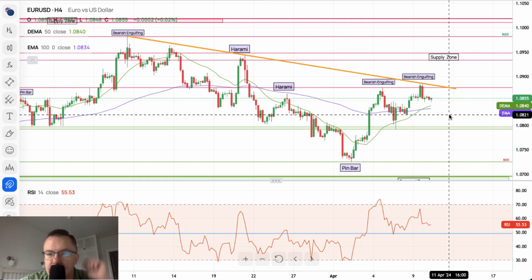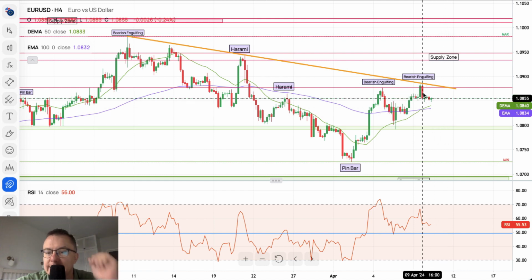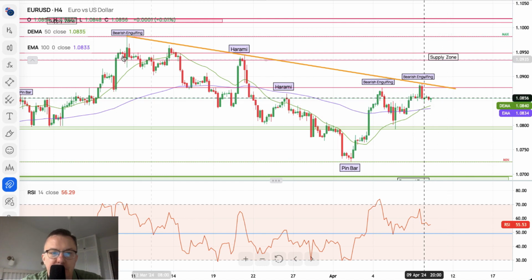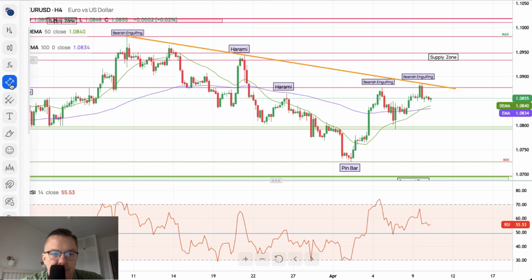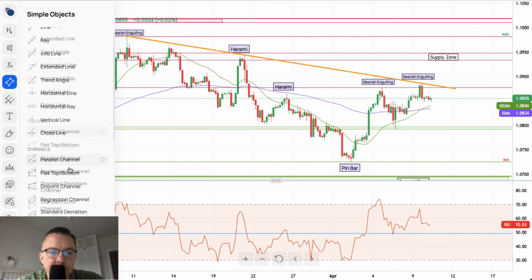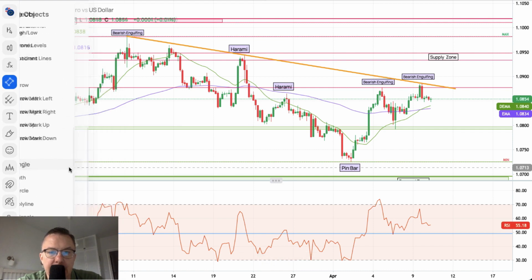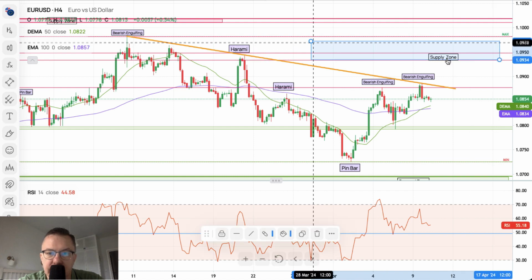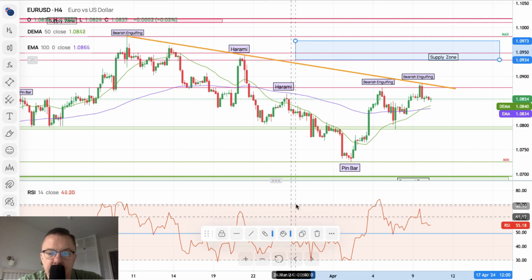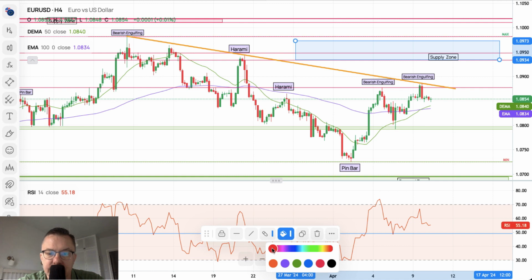So what is going on here? Bearish engulfing means that the market is under the bearish pressure. Let me just apply one more rectangle here to the supply zone. So we know that this supply zone is a good one as well. So this is the red supply zone, and this is the red rectangle.